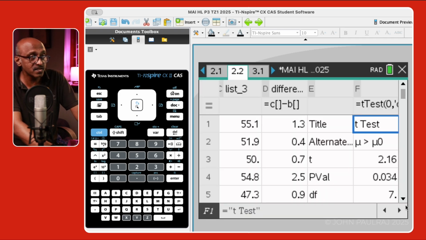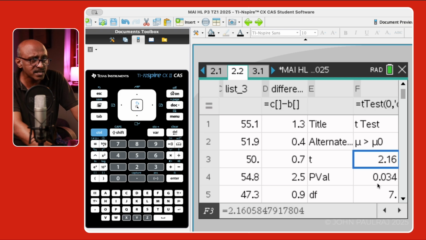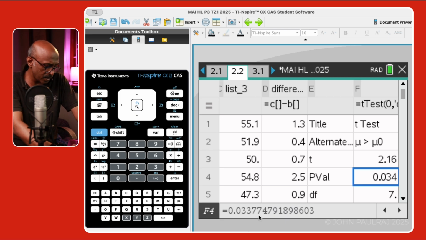Here we go. This is the test results. And we got the t value as 2.16. And what's more important to us is that 0.034 is the p value. 0.0337 or 0.0338 is up to 3 SF. Okay. 0.0338. I'm going to write that thing down.